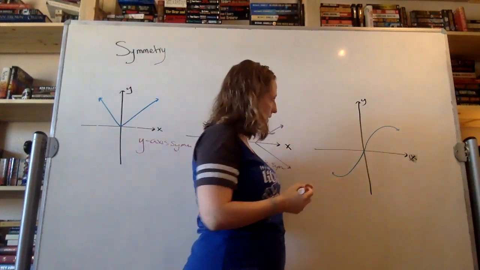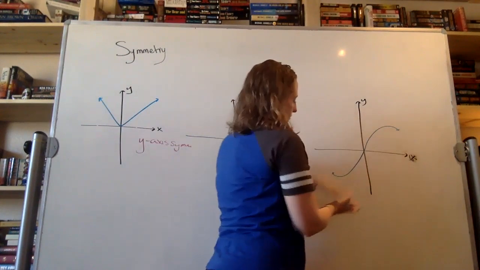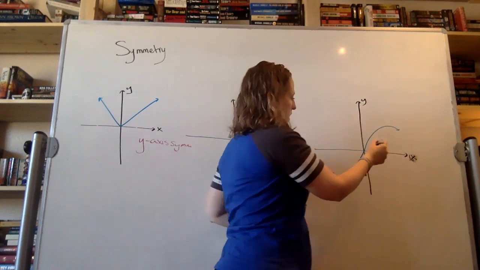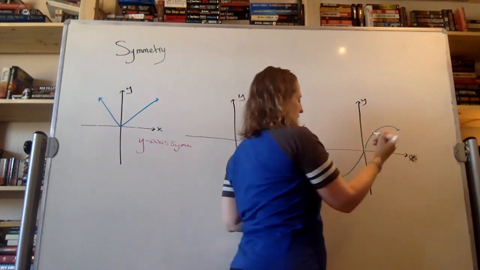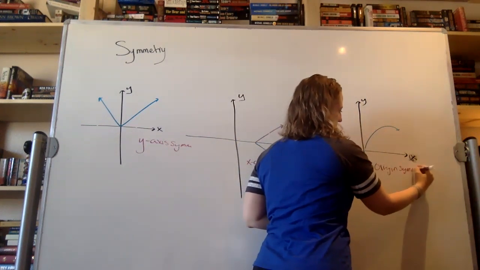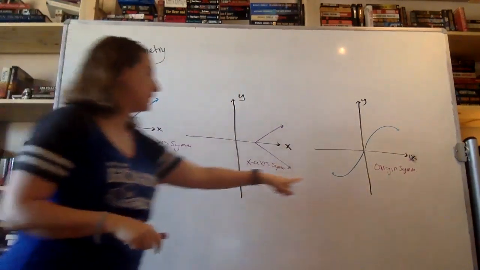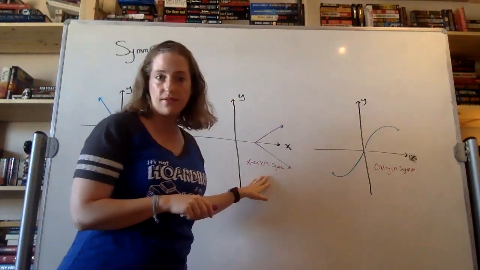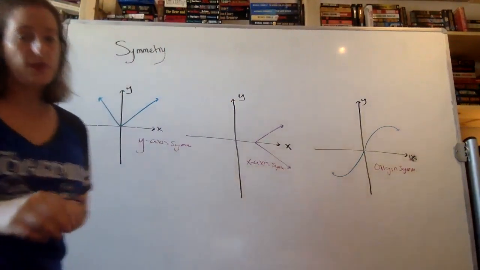All right, last, let's look at this guy. Certainly doesn't have y-axis symmetry. Doesn't have x-axis symmetry. But if I were to spin this around, it would look the same halfway around. So this has origin symmetry. All right, so notice that this is a function and this is a function, but this is not a function. Anytime a graph has x-axis symmetry, it's not going to be a function.